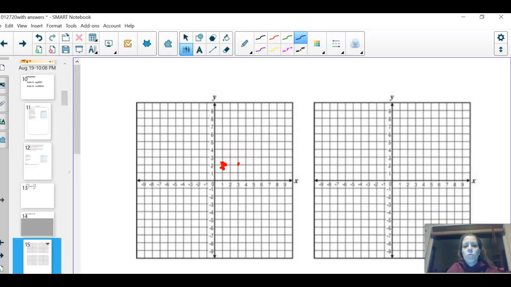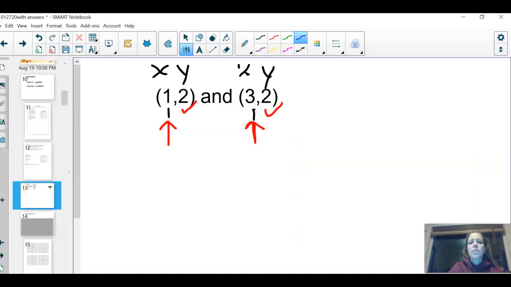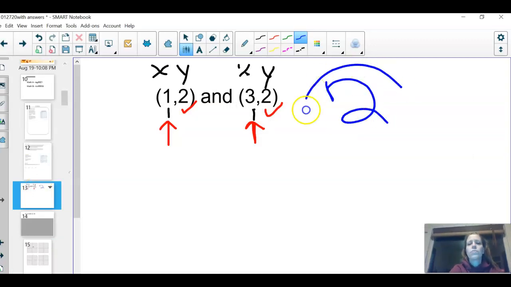Now I just have to see the distance. 1, 2, 1, 2. So the distance for this one is simply 2.